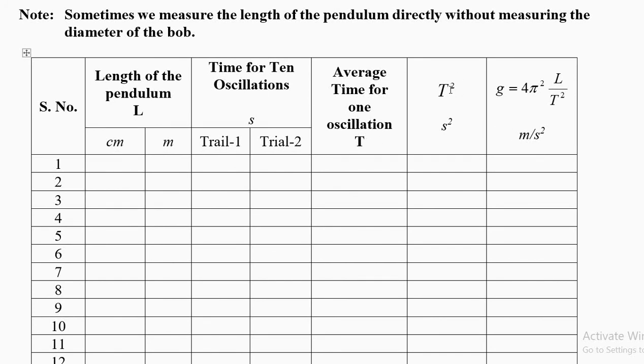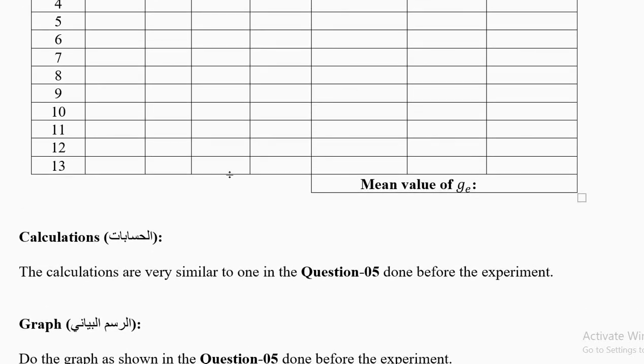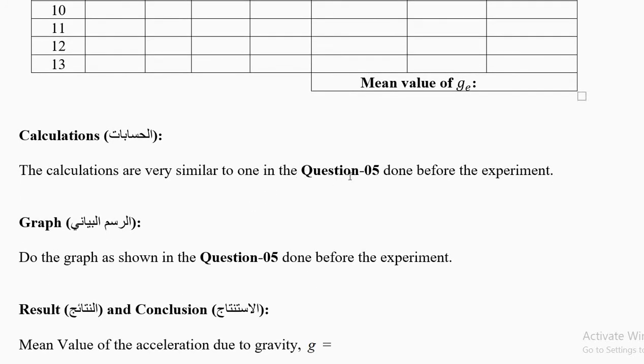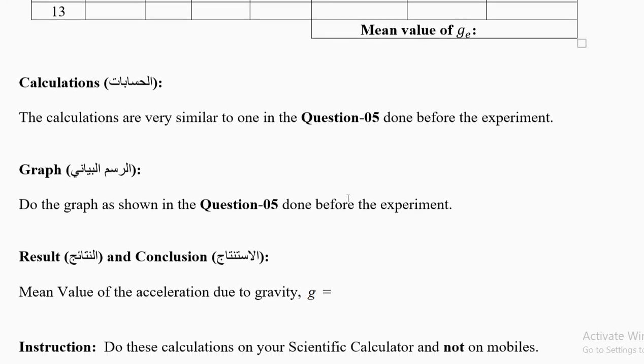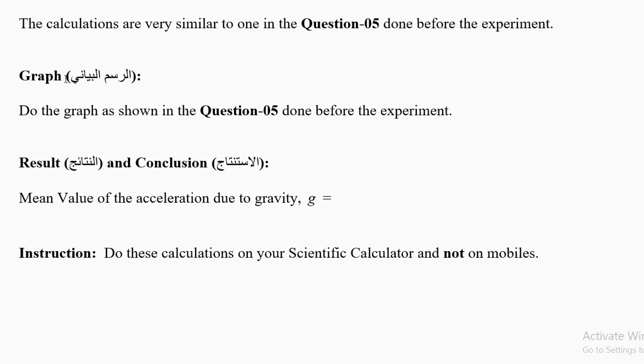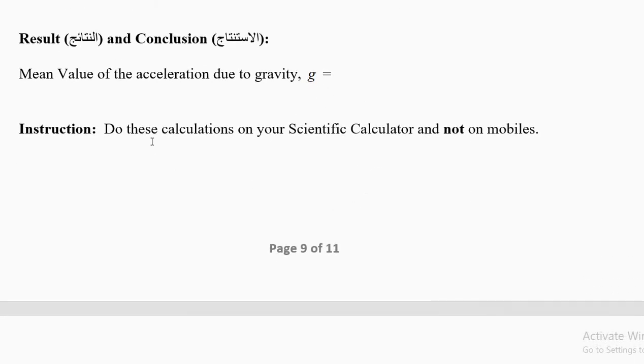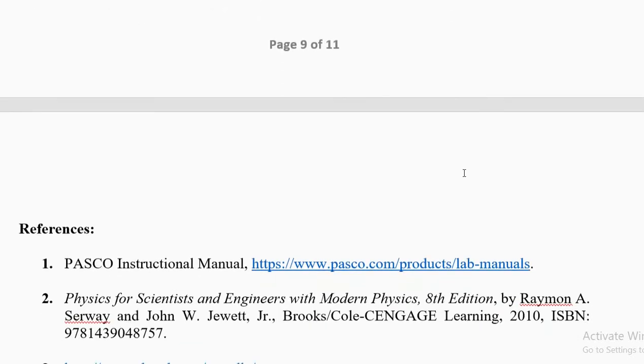We have seen these calculations. You should know what comes here, what comes here. Then take 10 to 15 readings. You'll get the mean value of g. Do your calculations as I showed you. See question number 5 for all your calculations and for the graph. Now what's the result? The mean value of the acceleration due to gravity is from the table and from the graph. You have to do it 2 times. Do these calculations with scientific calculators and do not use mobiles.